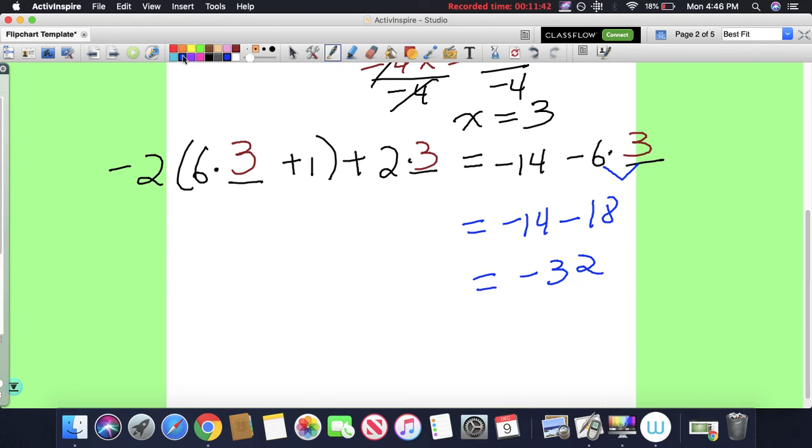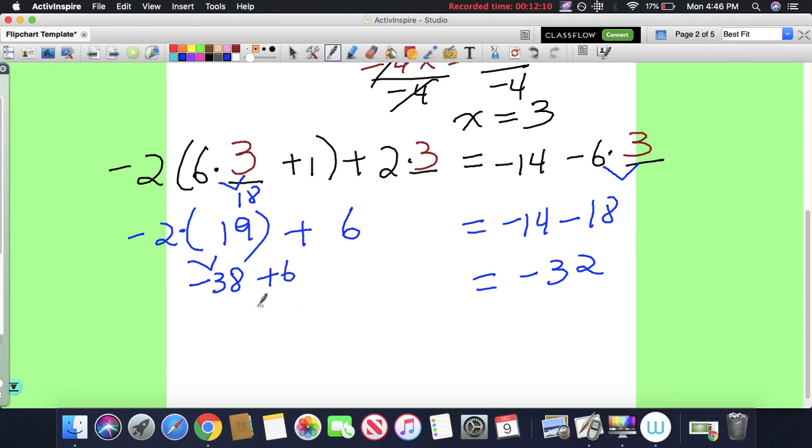So let's do order of operations. I'm going to start with the parentheses. Inside the parentheses, we got 6 times 3, and that's easy, which is 18, right? And then we're going to add that 18 plus 1, and we're going to get 19. Done. Parentheses was easy. And then plus 2 times 3. What's 2 times 3, which is 6? So again, we got to make sure that this equals negative 32. Next thing we do, we actually do negative 2 times 19, and this is going to give us negative 38. And then we're going to do plus 6.